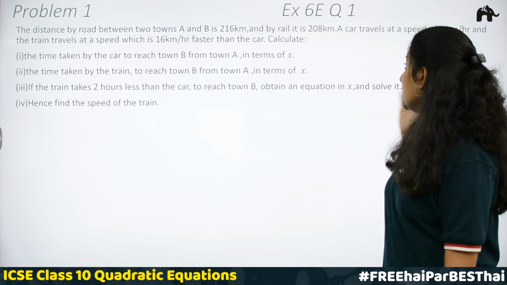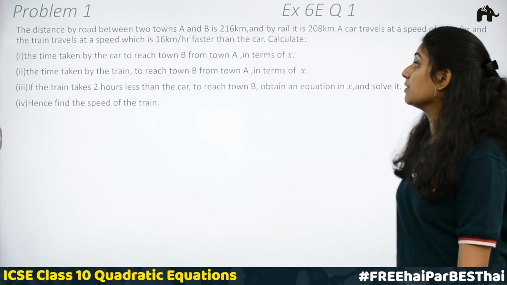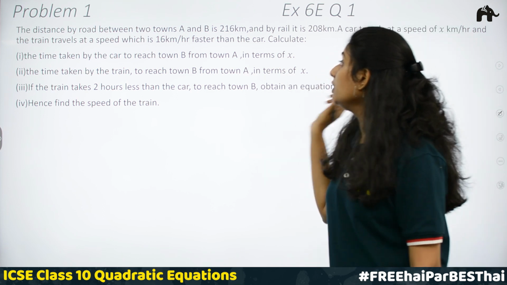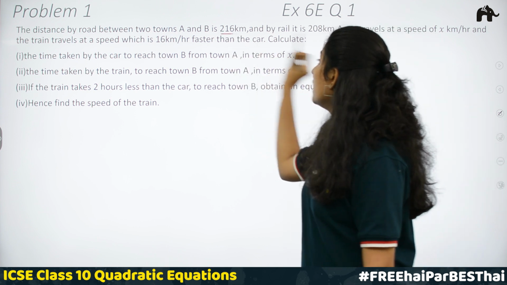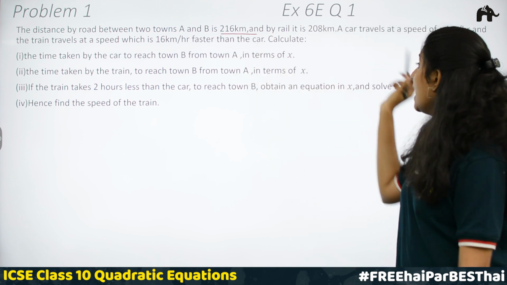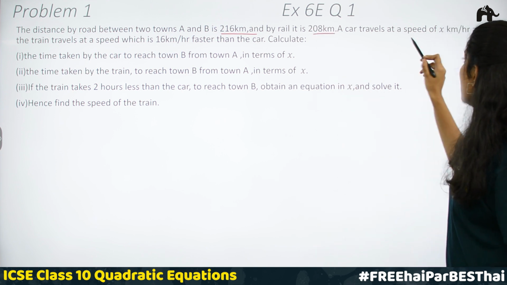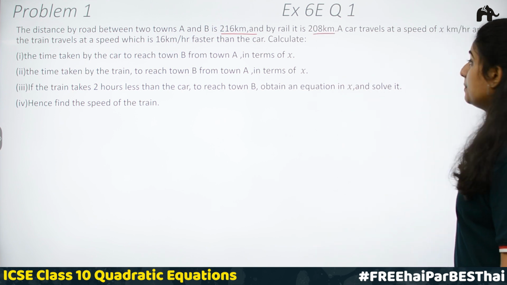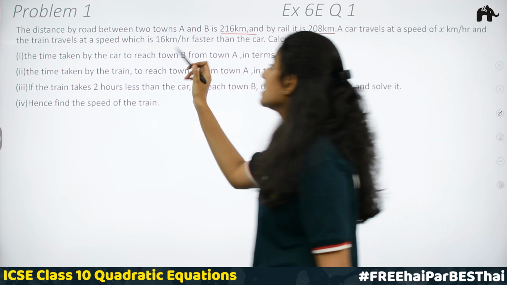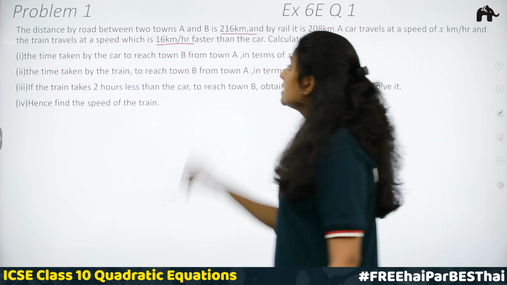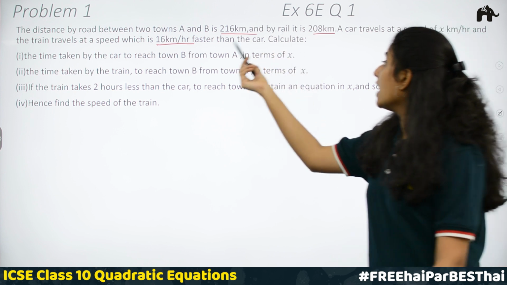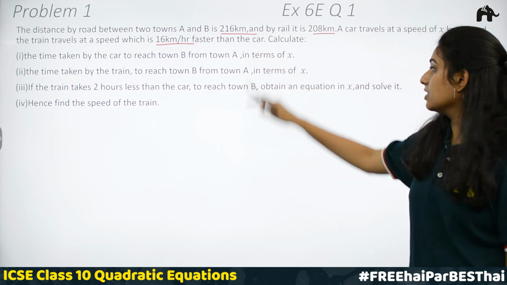Here's the first problem, question 1 of exercise 6E. The distance by road between two towns A and B is 216 km and by rail it is 208 km. A car travels at a speed of x km per hour and the train travels at a speed which is 16 km per hour faster than the car. We have some things to calculate.